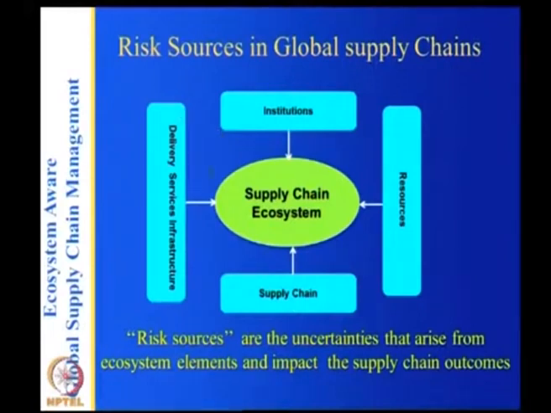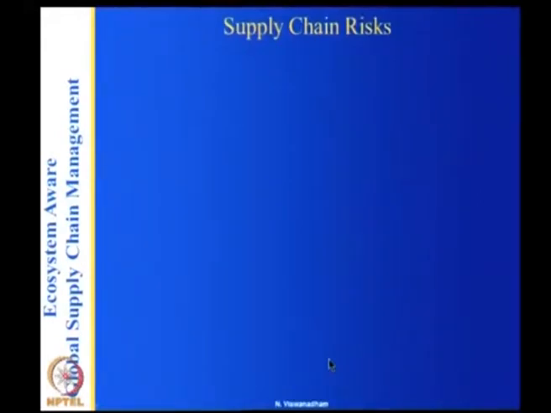There can be a disaster, the ship can sink, or there could be some problems with the ship, or there could be piracy that is affecting your deliveries. These are the kinds of risks that affect the delivery infrastructure. So all these uncertainties that arise from the ecosystem elements and impact the supply chain outcomes are the risk sources. First of all, you have to diagnose the sources. What are the sources of risk? Once you know the sources of risk, then you can map the effect of these risk sources. Then you can try to mitigate the risk.